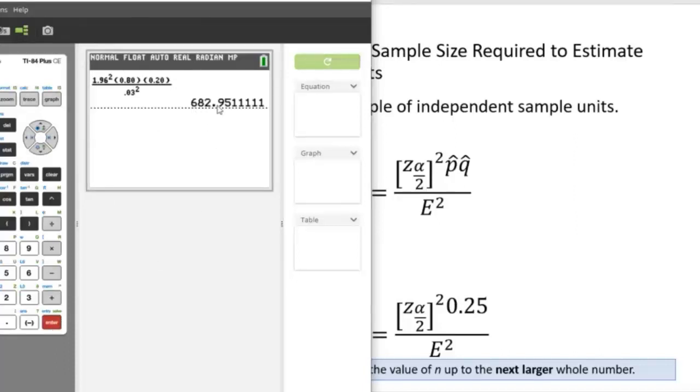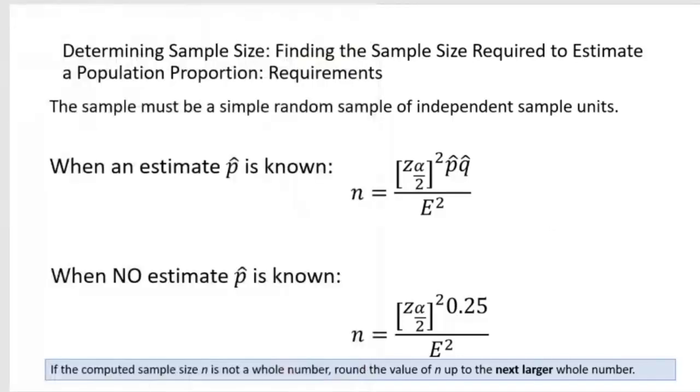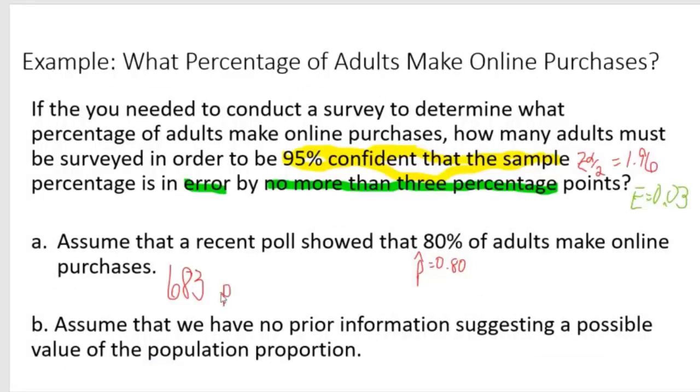Now this comes out to 682.95. That means I need 683 people in my survey. 683 people in the survey, because the question was, how many people do you need in the survey? Or 683 adults. Now in part B, it's really the same initial information, but I can no longer assume I have prior information. So if I don't have prior information, I don't have this p-hat. The other part that was written up above applies to both of them.